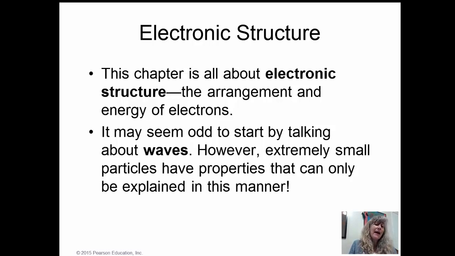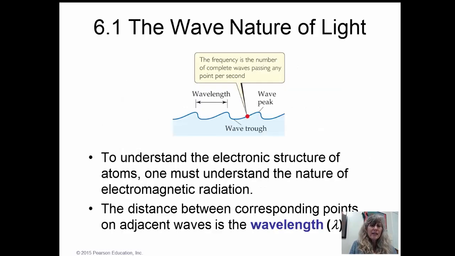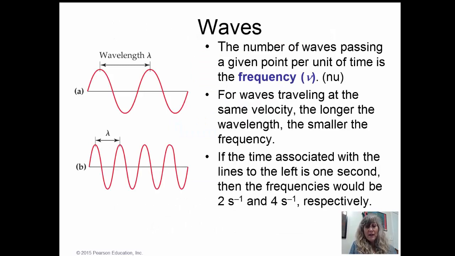So remember that we need to understand where the electrons are located by understanding the behavior of light. And so we're going to start off with the wave nature of light. Do you remember the measurements? Crest to crest, trough to trough, wavelength. And the number of waves that pass a given point per unit time is going to be frequency.